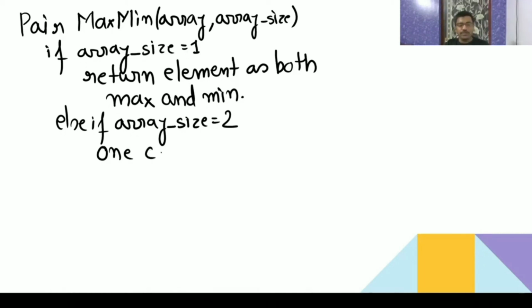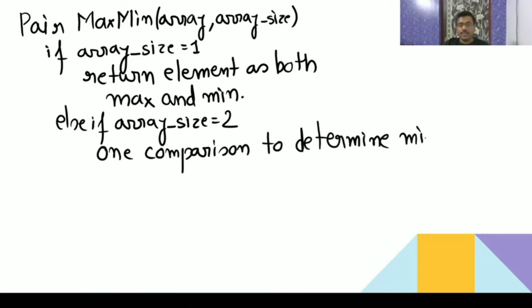So one comparison to determine min and max. One comparison to determine min and max. Then return that pair. After that, we will return that.